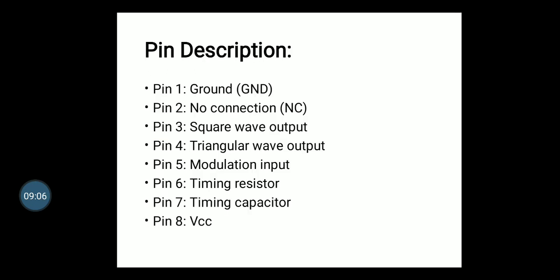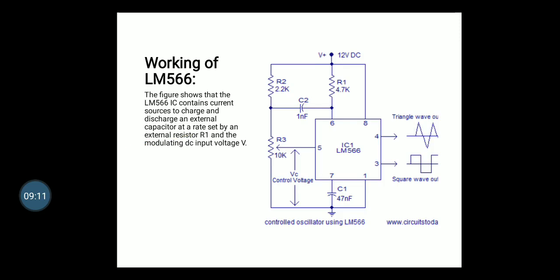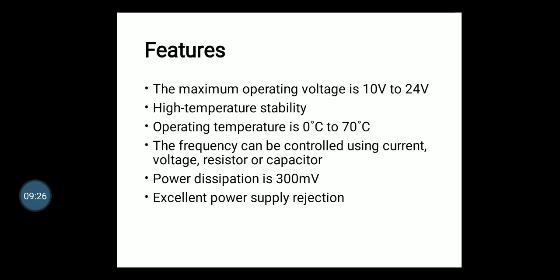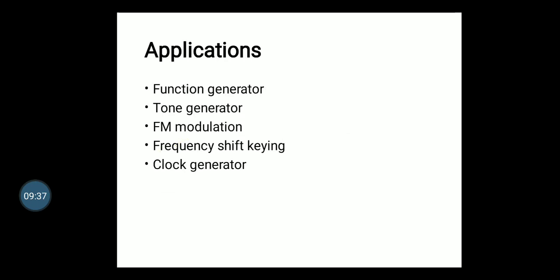This is an 8 pin IC and we have seen its operation. It works in such a way that the outputs are 2.4 volt peak to peak and 5.4 volt peak to peak. Next, the important features are the operating voltage is between 10 volt to 24 volt, temperature is between 0 to 70 degrees centigrade, and power dissipation is 300 milliwatt. So it performs the function of function generator, tone generator, FM modulation, frequency shift keying, and clock generator.